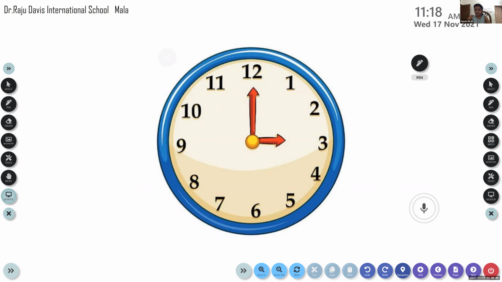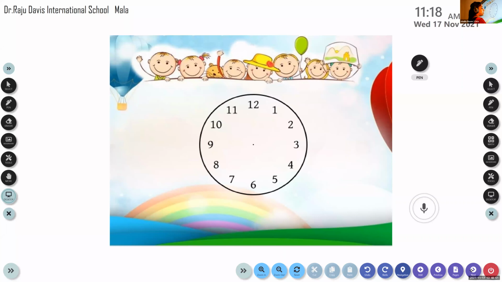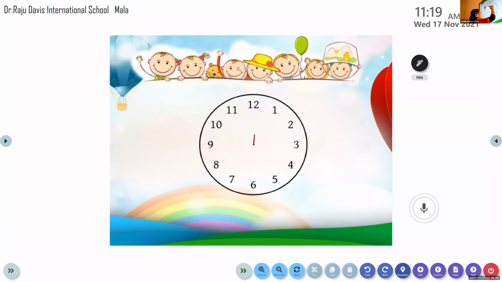Then the next question for Agnes. Yes, ma'am. Now I will show you. I will draw the hands of the clock. You have to tell me the time. Here you can see a clock without hands. So now I will draw the hands. Agnes, what time is it? 8 o'clock. Very good. The hour hand is on which number? 8. So the time is 8 o'clock and the minute hand will always be facing number 12. Okay, very good, Agnes. Thank you, ma'am. Welcome, my dear.